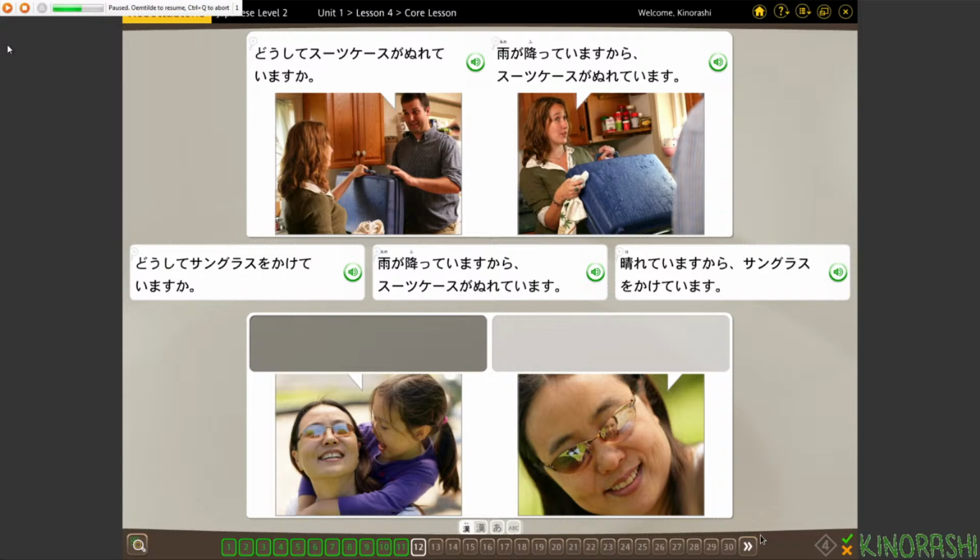Okay, one moment. Let me look something up. I thought wearing glasses was done with shite, not kakete. Let's look up the phrase.